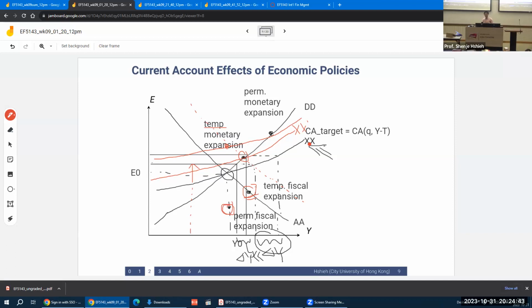Then you can think about how to shift the AA and DD curves to satisfy the target. You can change AA, you can change DD, a combination of fiscal and monetary policies, to hit that XX curve. I leave it to you to experiment with how to do these shifts to satisfy changes in the XX schedule. I think it is ultimately an interesting exercise.